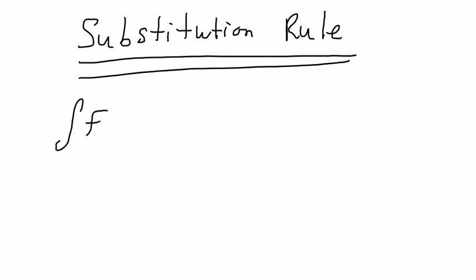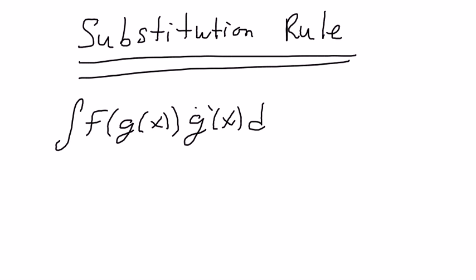So if we have an integral that's f of some function, it's going to be g of x, and then you multiply this by the derivative of dx. So let's just say that we have this integral. Looking at this right away, we don't know how to directly solve this.